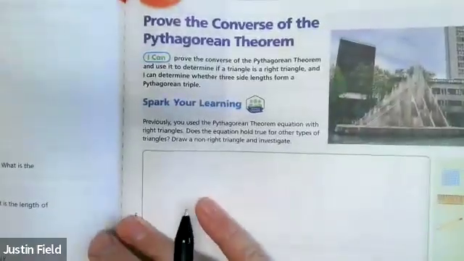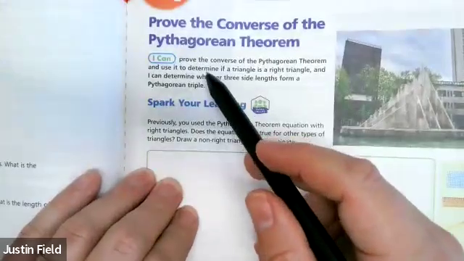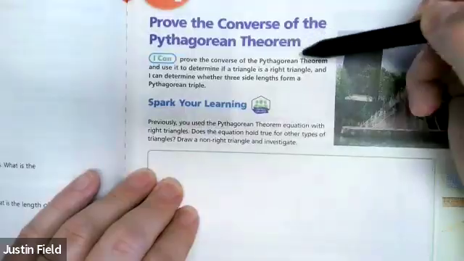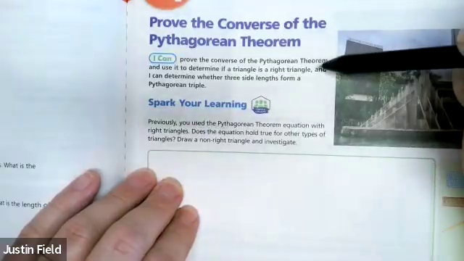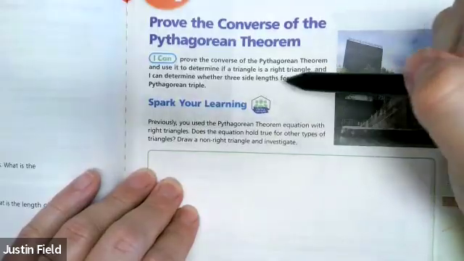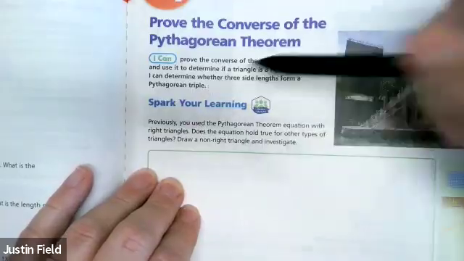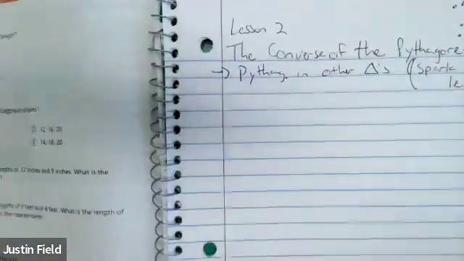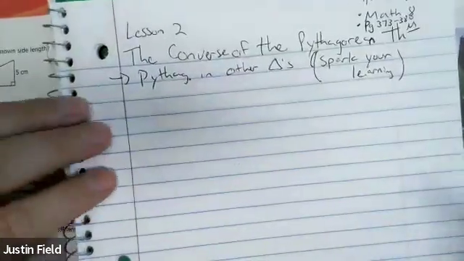Okay, so our I can statement, which is really just the objective written as an I can statement, if you ask me: Prove the converse of the Pythagorean theorem and use it to determine if a triangle is a right triangle. I can determine whether three side lengths form a Pythagorean triple. Well, we know about that, right? Pythagorean triple 3, 4, 5, 5, 12, 13. Talked about that last video and last week.